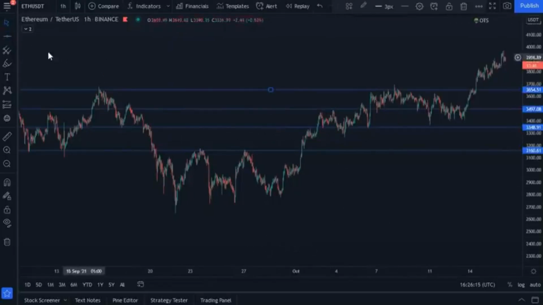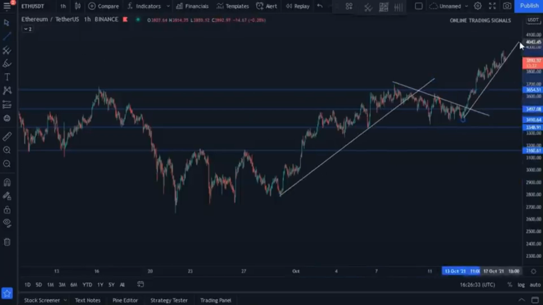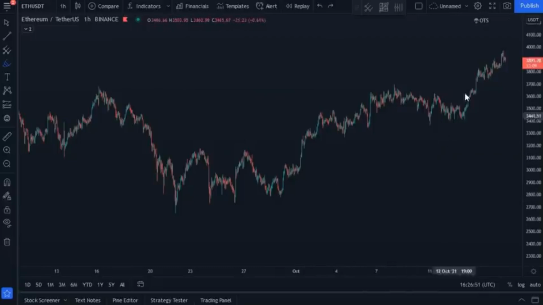Now, let's draw some trend lines. This drawing may be correct, but there are many possibilities to draw it, and that may make drawing it very confusing. Okay, let's delete all these lines.